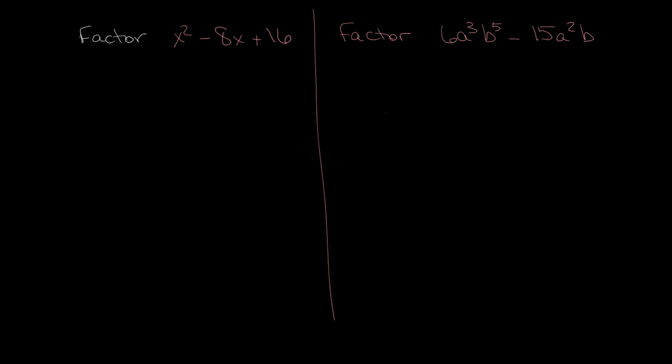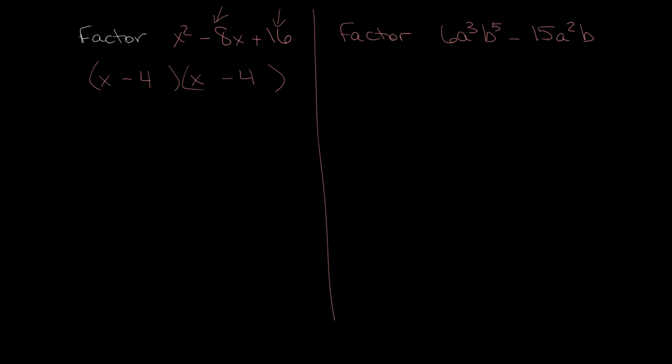So in this problem, we have to factor x squared minus 8x plus 16. So we're going to factor the same way that we have been in this chapter. We're going to say what times what gives us x squared: x times x. What multiplies together to give you a positive 16 that adds together to give you a negative 8? Well, that would be a negative 4 and a negative 4, because negative 4 plus negative 4 is negative 8, and negative 4 times negative 4 is positive 16.